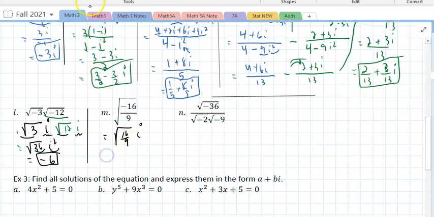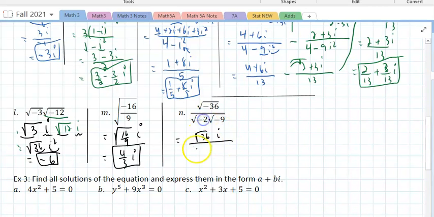And now you could simplify this, whether it simplifies or not. It is 4/3 I. And if I look at part N, the same deal. I look at this before I proceed. The top will be square root of 36i. That would be radical 2i, and that would be radical 9i.